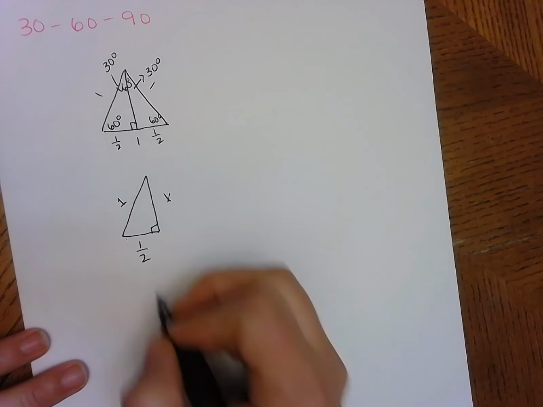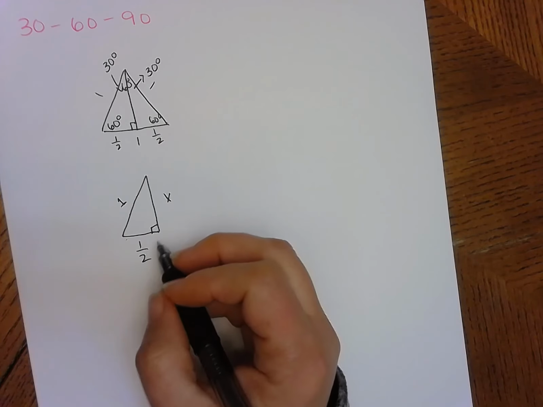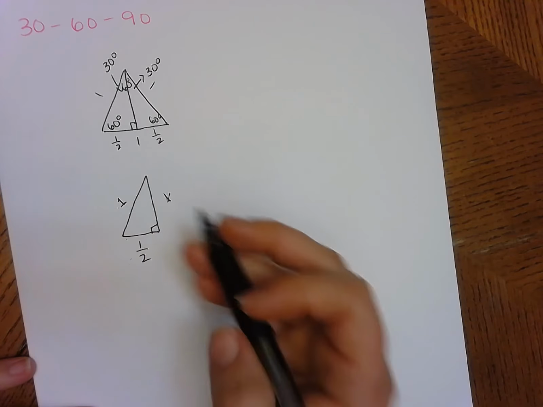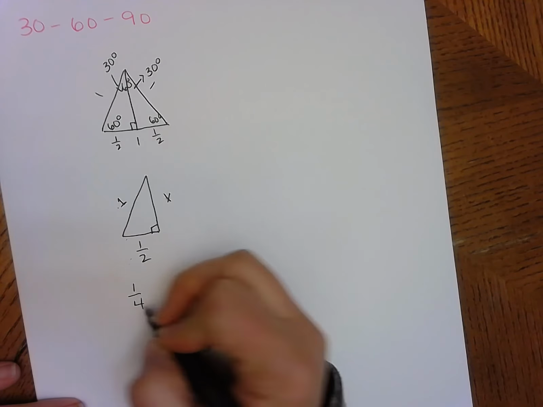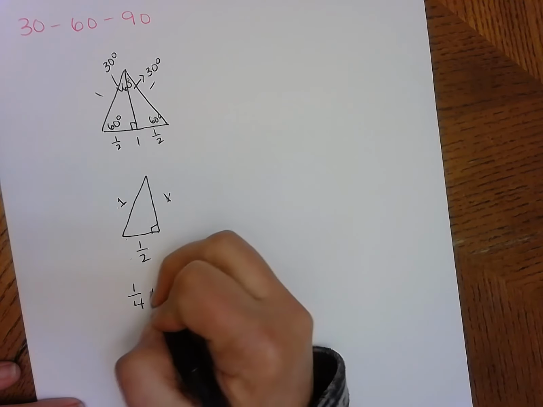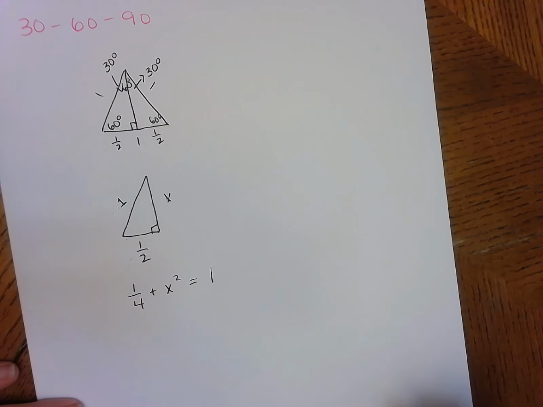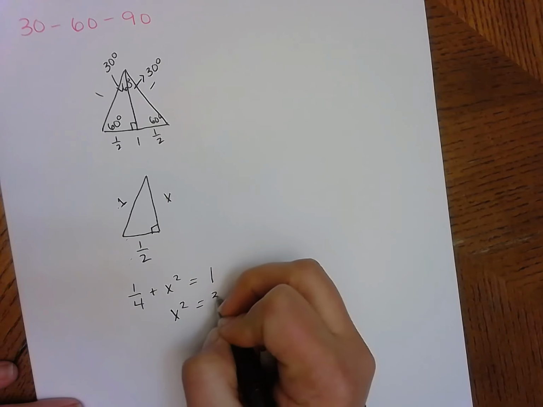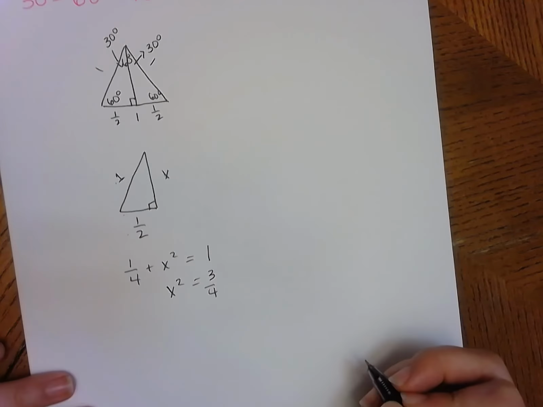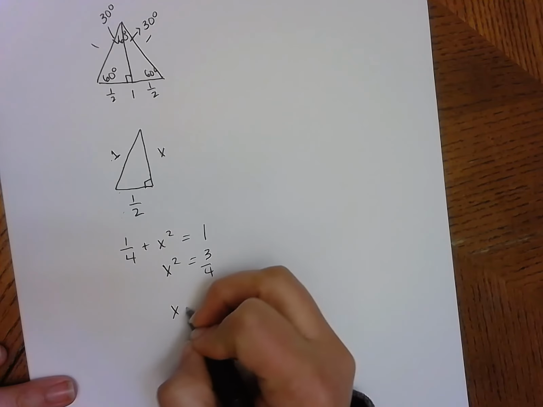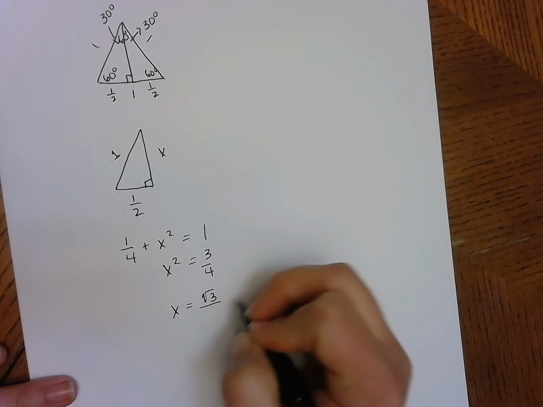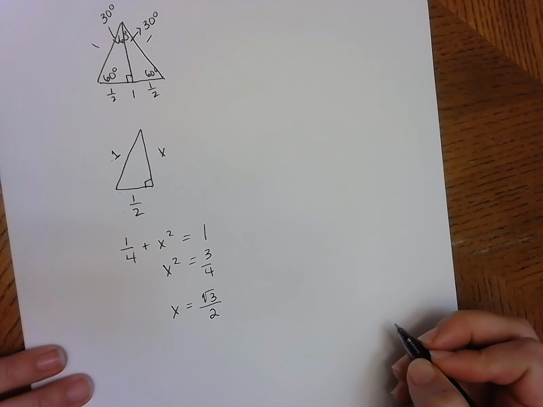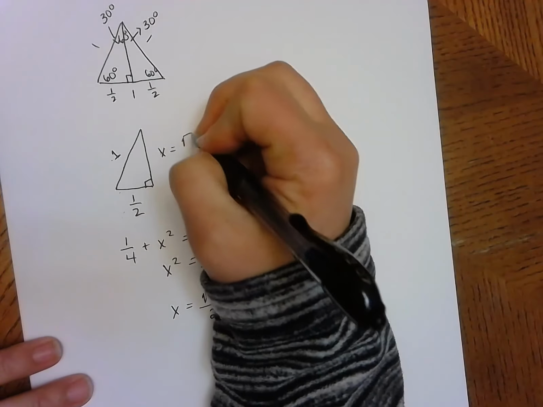So that means I can use my Pythagorean theorem: this squared plus this squared equals 1, right? So I have 1/4, because that's a half squared, plus x squared equals 1. I subtract 1/4 from both sides and I get x squared equals 3/4. Then I take the square root of both sides and I get the square root of 3 over the square root of 4, which is 2. So this over here is the square root of 3 over 2.